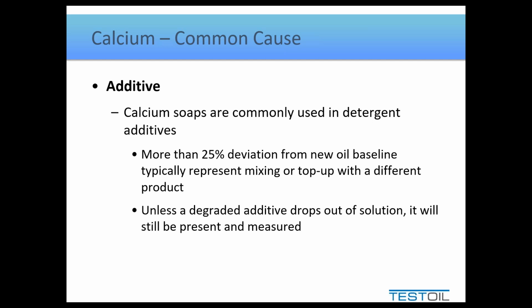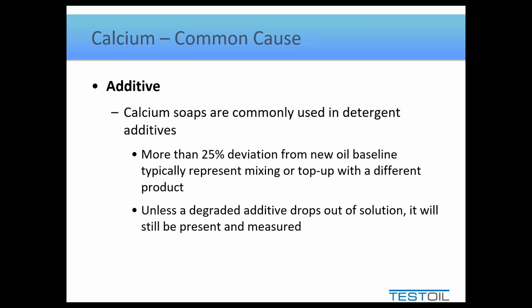Why does calcium show up in an oil analysis test for elemental spectroscopy? Well, calcium is most commonly found in oils as an additive. And my point here is that when you see calcium as an additive, you should allow at least a 25% deviation from the new oil baseline before you start to get too reactive to it. The reason for this is twofold.